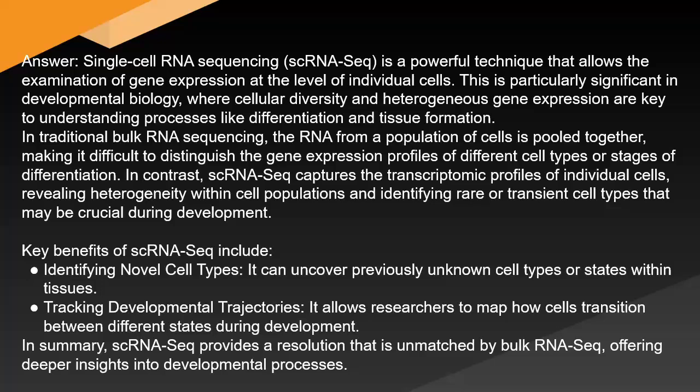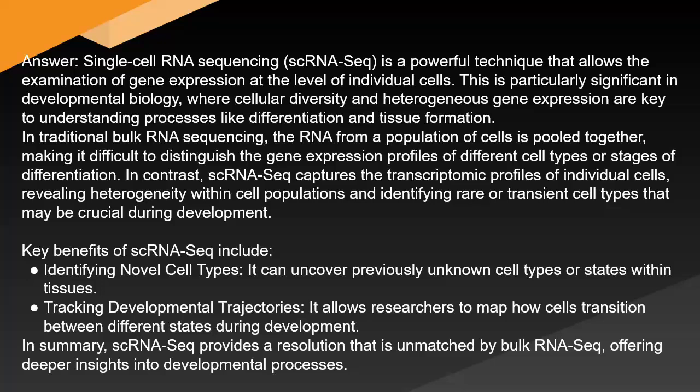In traditional bulk RNA sequencing, the RNA from a population of cells is pooled together, making it difficult to distinguish the gene expression profiles of different cell types or stages of differentiation. In contrast, scRNA-seq captures the transcriptomic profiles of individual cells, revealing heterogeneity within cell populations and identifying rare or transient cell types that may be crucial during development.